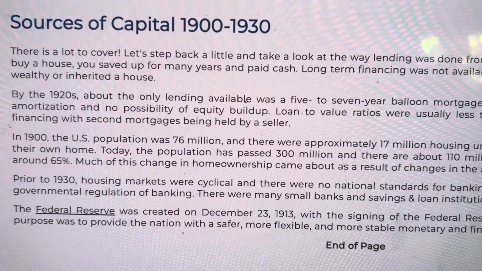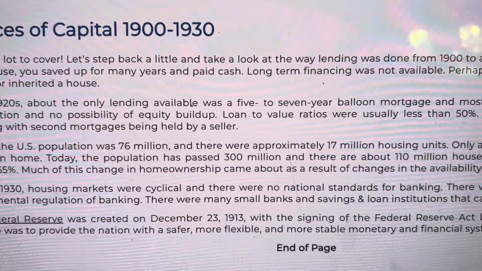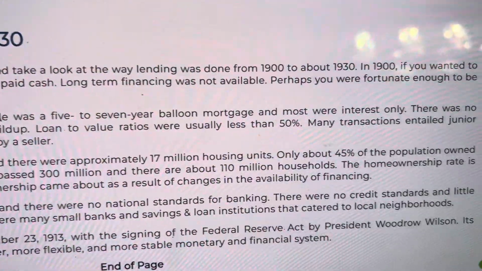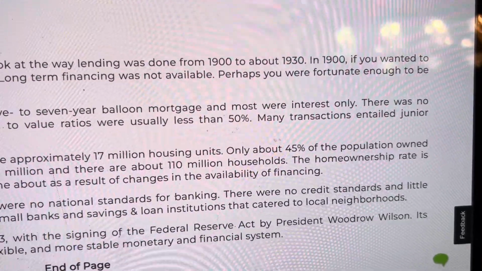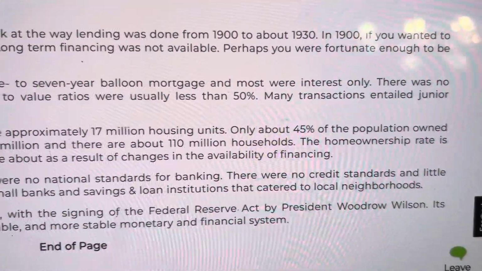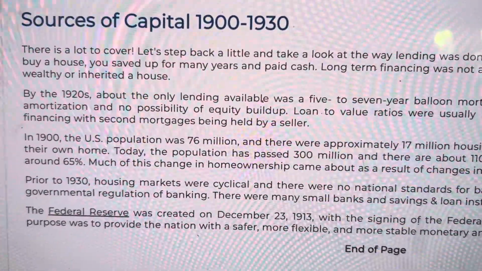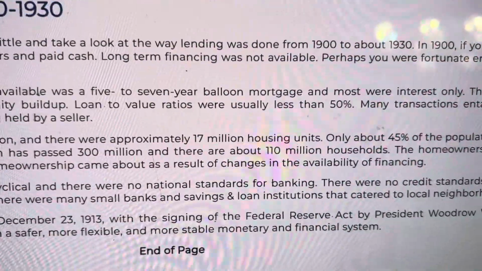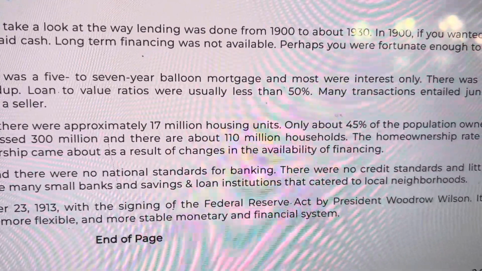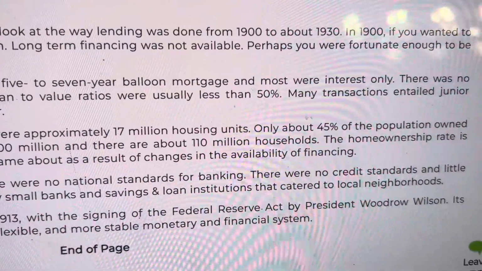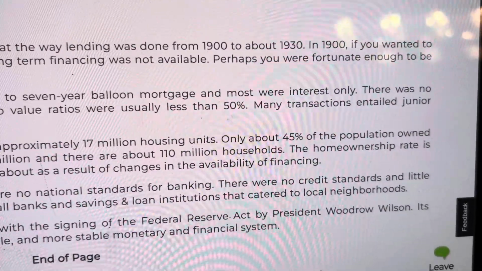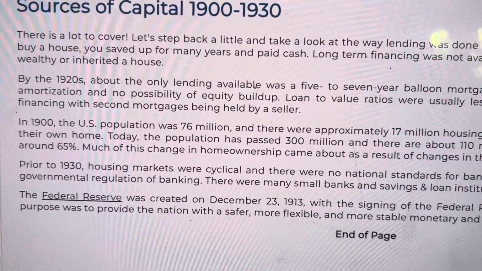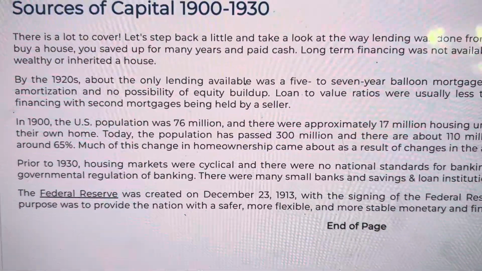By the 1920s, about the only lending available was a 5 to 7 year balloon mortgage, and most were interest only. There was no amortization and no possibility of equity buildup. Loan to value ratios were usually less than 50%. Many transactions entailed junior financing, with second mortgages being held by a seller.